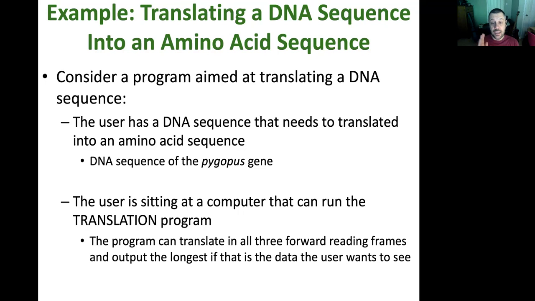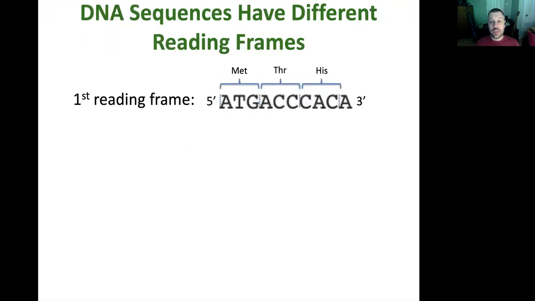It's going to take that sequence and figure out what amino acids that sequence codes for. But when you give a computer a piece of DNA or RNA sequence, you have to tell it where to start translating. And that's because, remember, there are different reading frames in a genetic sequence because of the triplet nature of the genetic code. So what I mean by that is this, right? Here is a very short DNA sequence. It's the first 10 bases of the Pygopus cDNA.